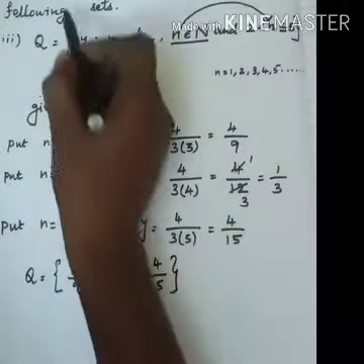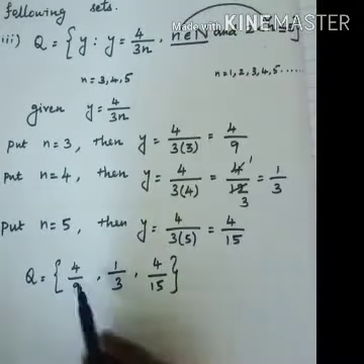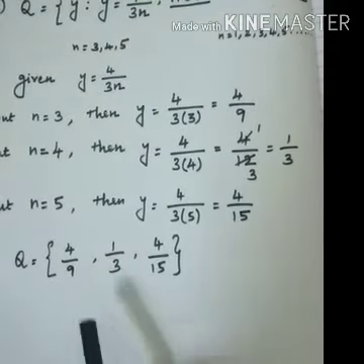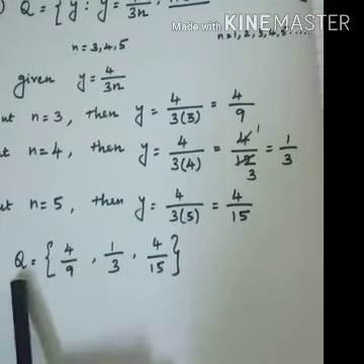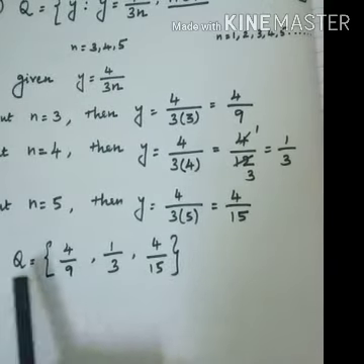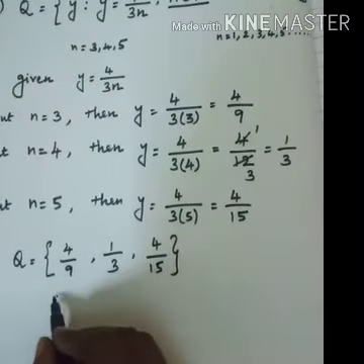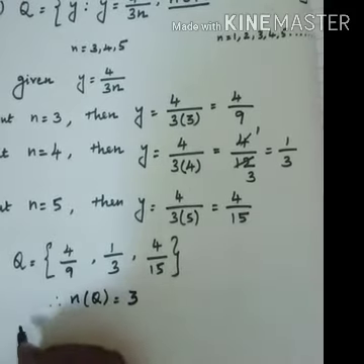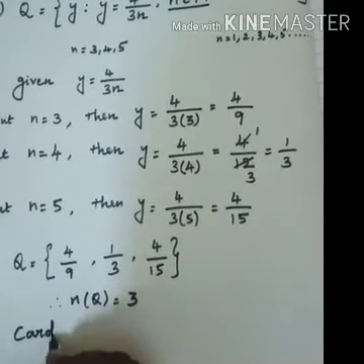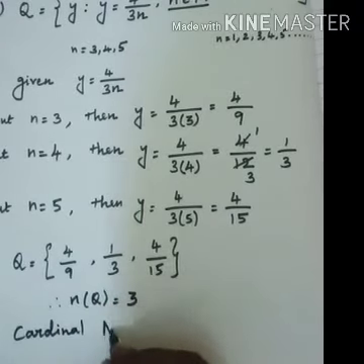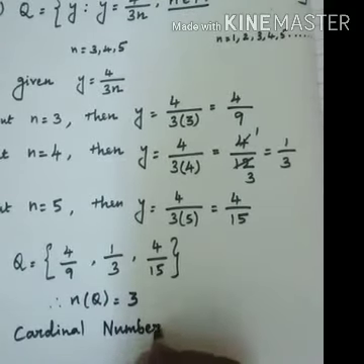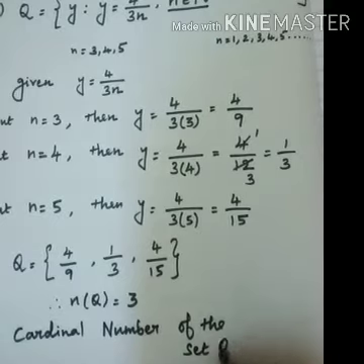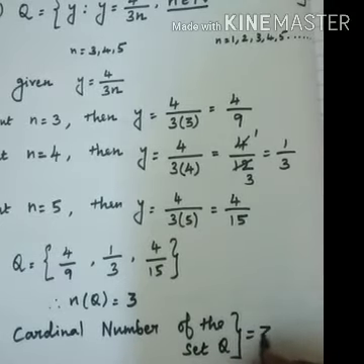So, we have to find the cardinal number. How many elements are there? There are 3 elements in Q: 1, 2, 3. Therefore, n of Q is equal to 3. Cardinal number of the set Q is equal to 3.